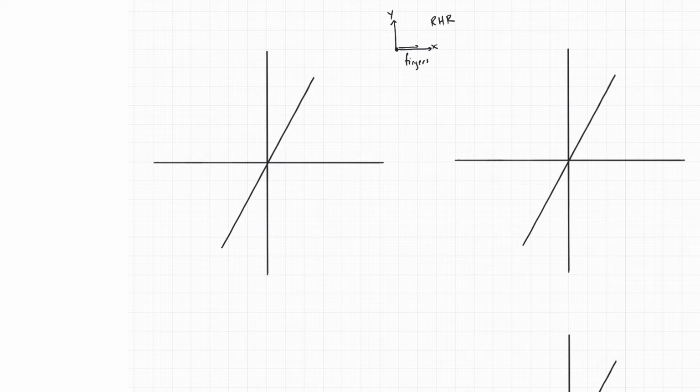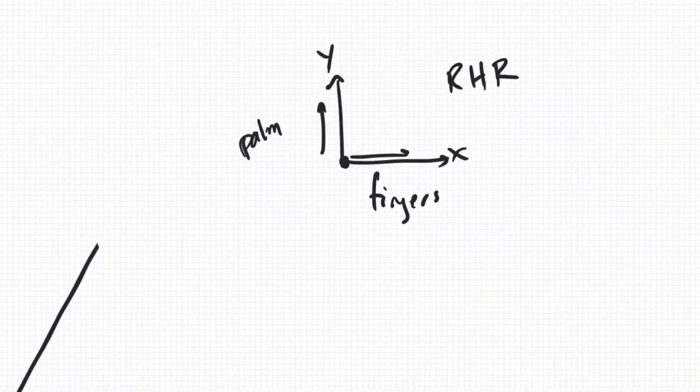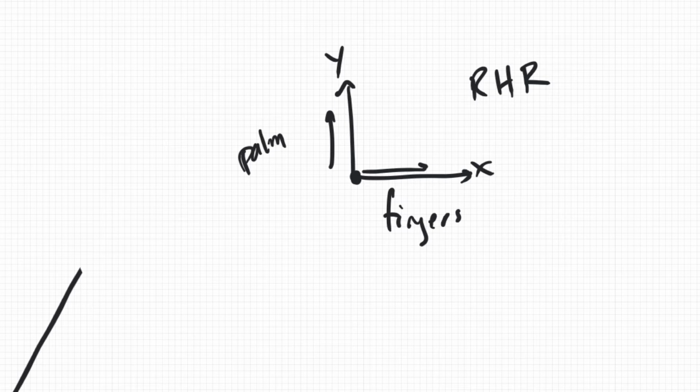Okay, your palm is going this way, and your thumb, so if this is your right hand, so if you do that with your right hand right now, let's zoom in on this. If you do that with your right hand, you're going to notice that your thumb is sticking out towards your face. Okay, so that means that positive Z is up out of the page.